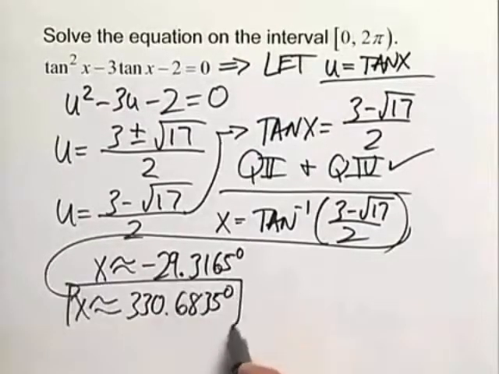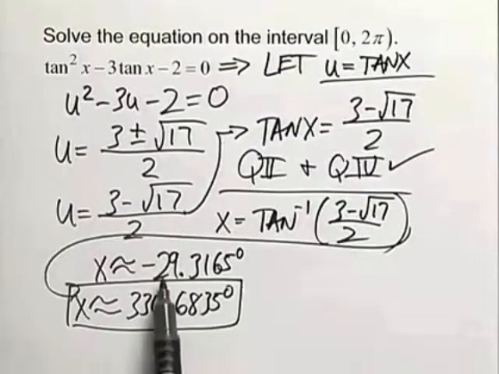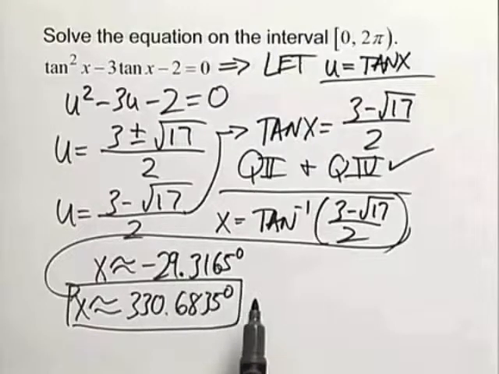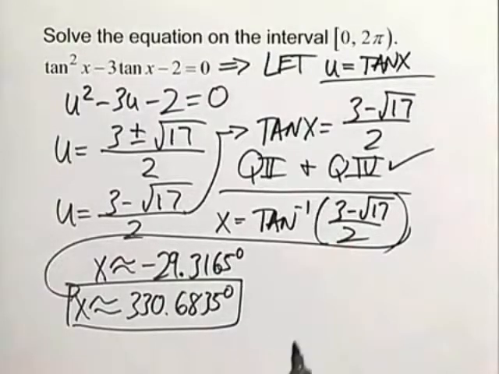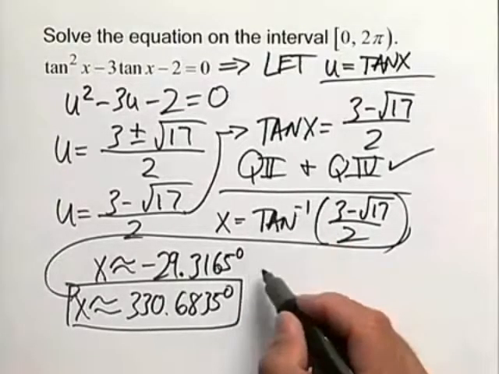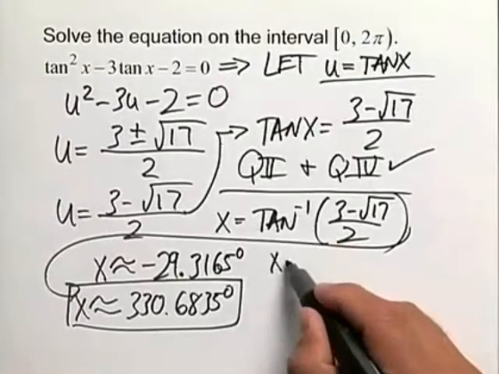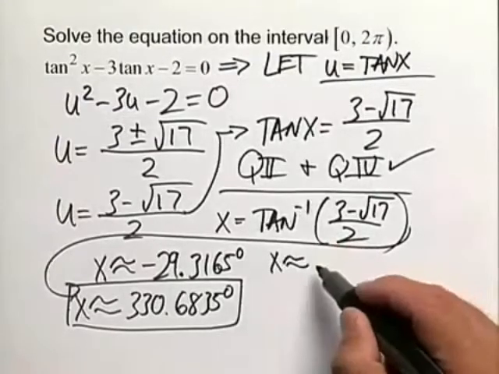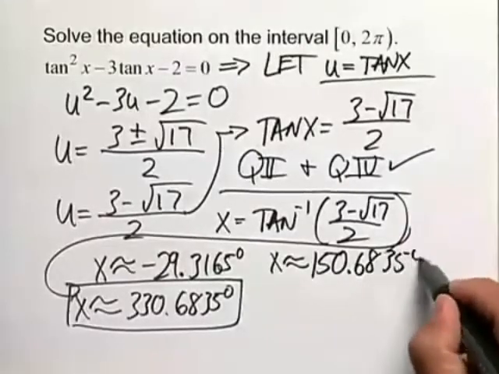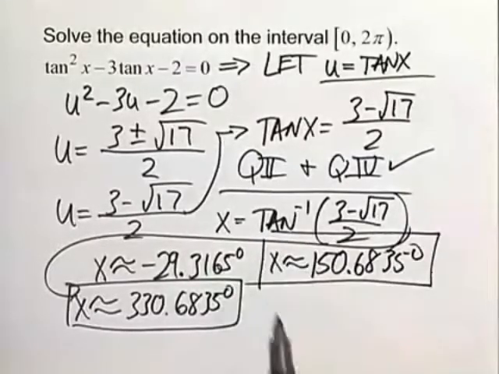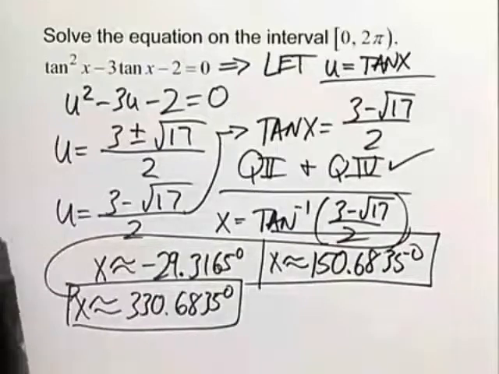Okay, so we've sort of reversed order here, where we found the solution in quadrant 4 first, and then we're going to find that in quadrant 2. Now we find that our reference angle is a positive 29.3165. So if we subtract that from 180 in quadrant 2, we obtain an approximate solution there as well of 150.6835 degrees. So those are our two solutions then in terms of degrees.